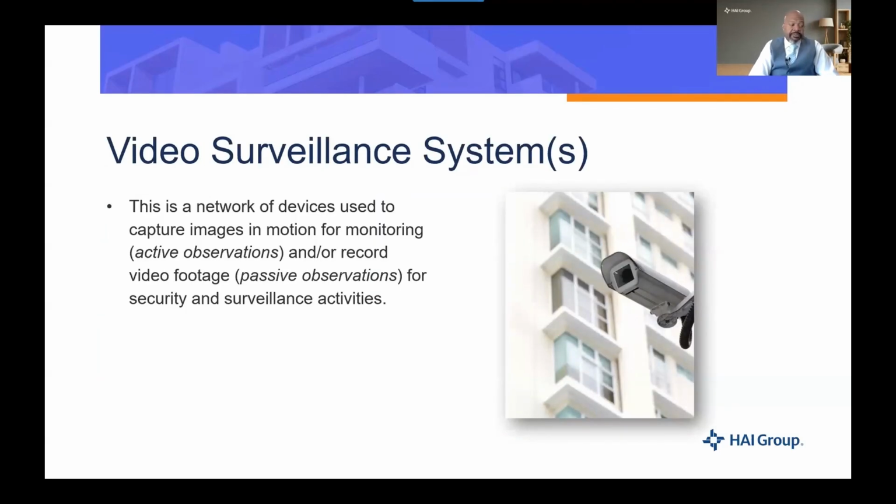Video surveillance systems. We want to make sure that when we're looking at video surveillance systems, this is a network of devices, and they may be 4 cameras or it could be 400 cameras in your network. And they're designed to capture images in motion, and it can be when they're being monitored, that's an active observation, and or record video footage.